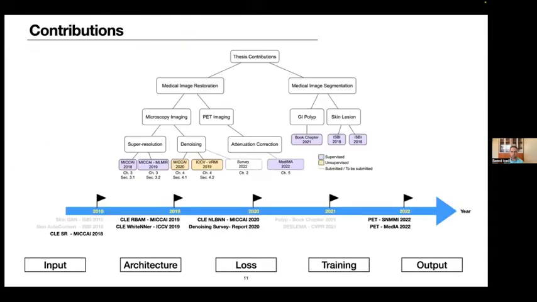Here's the hierarchy showing our contributions to the image restoration literature for medical imaging. During my PhD research, I also published some works on medical image segmentation, which have been excluded from this thesis. For each paper that we discuss throughout this presentation, we categorize the major innovations and contributions across different groups, as you see below: input, architecture, loss, training, and output. Each of these categories basically highlights what type of innovation we are bringing into the proposed method.